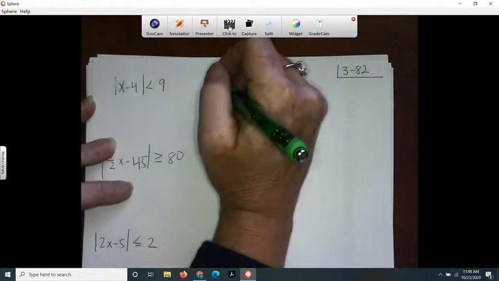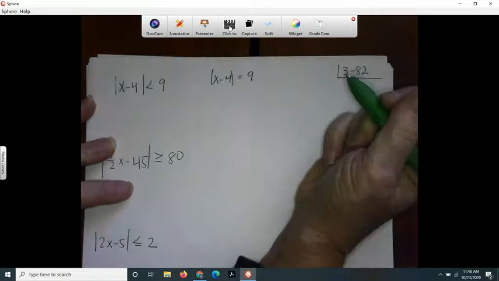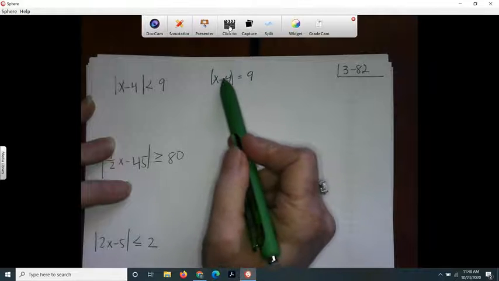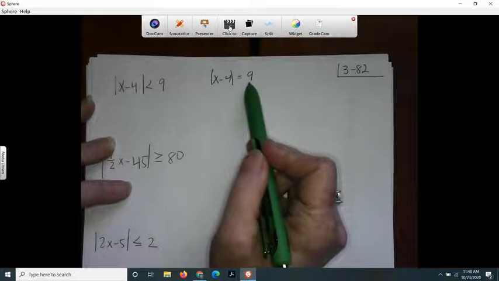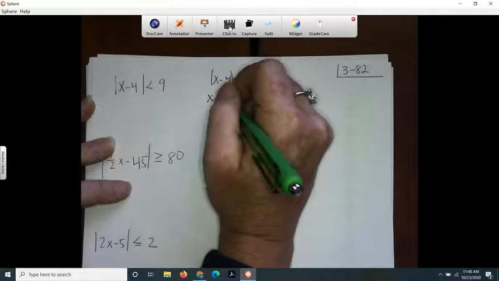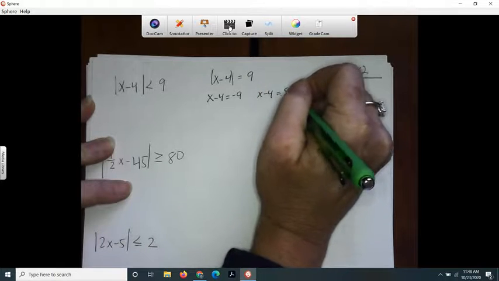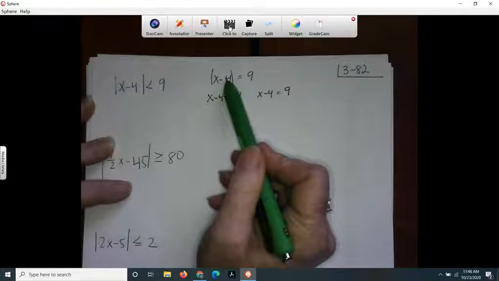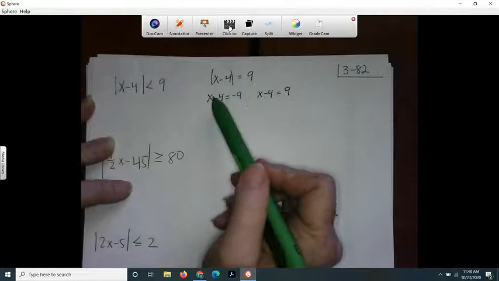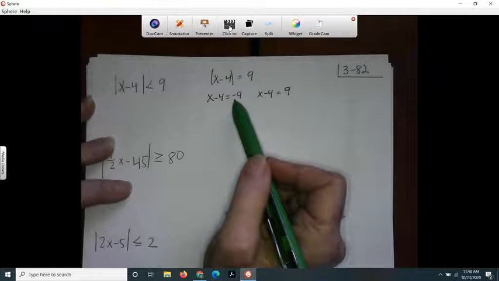Then I know that whatever's inside here is either going to be positive 9 or negative 9, because absolute value can be negative or positive. So I would set x minus 4 equal to negative 9, and x minus 4 equals positive 9, because whatever's inside here is going to be equal to either 9 or negative 9, because the absolute value of negative 9 is also 9. I usually put the negative one on the left because you'll see later it'll help me with my inequality symbol, I think. Then I just solve it.